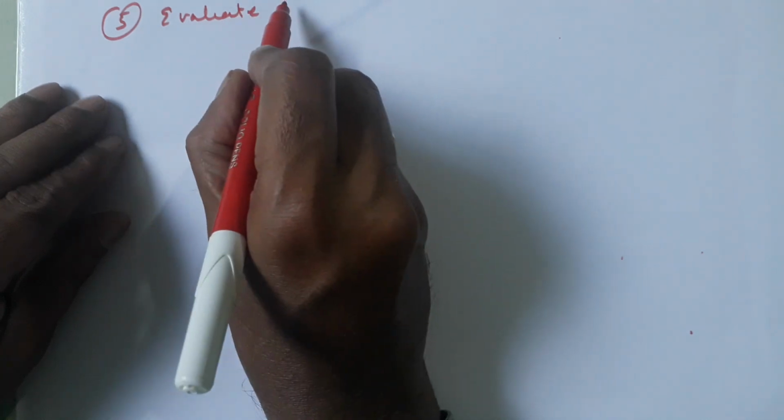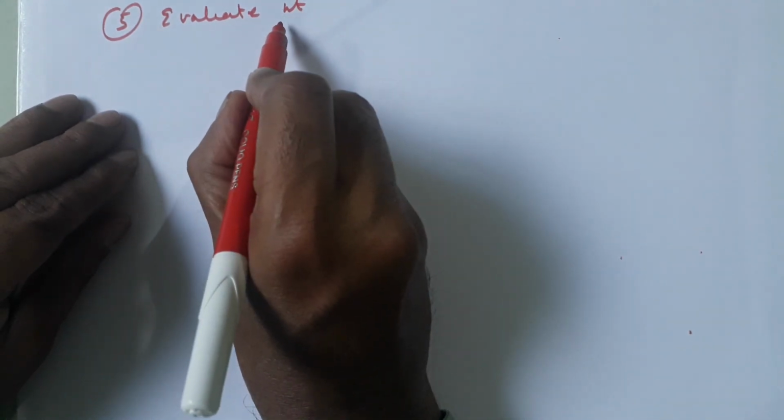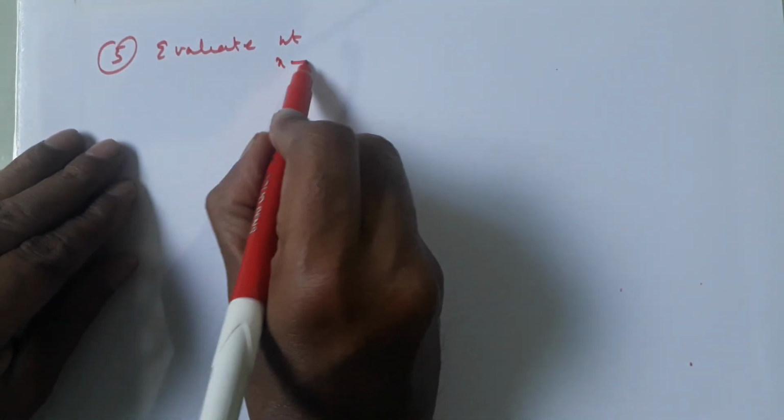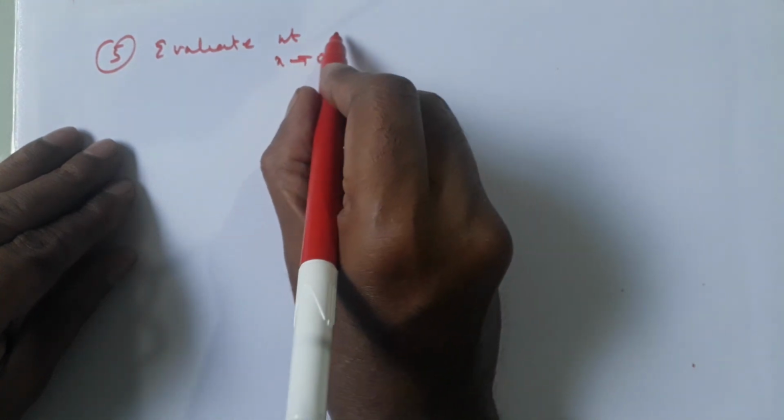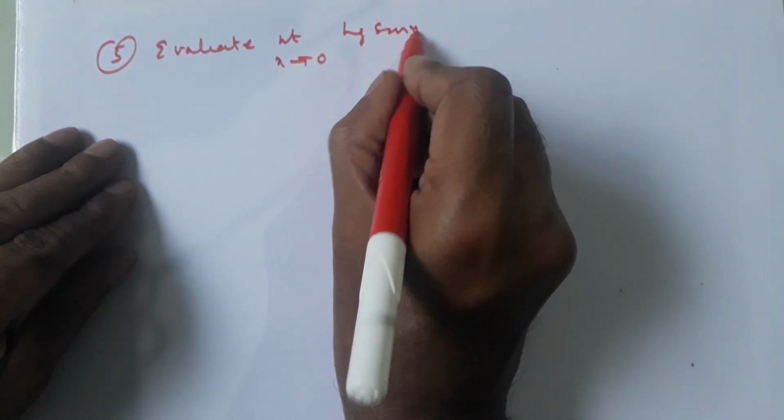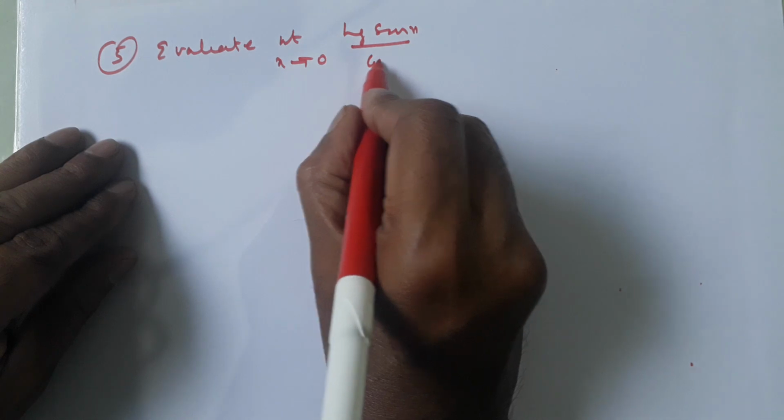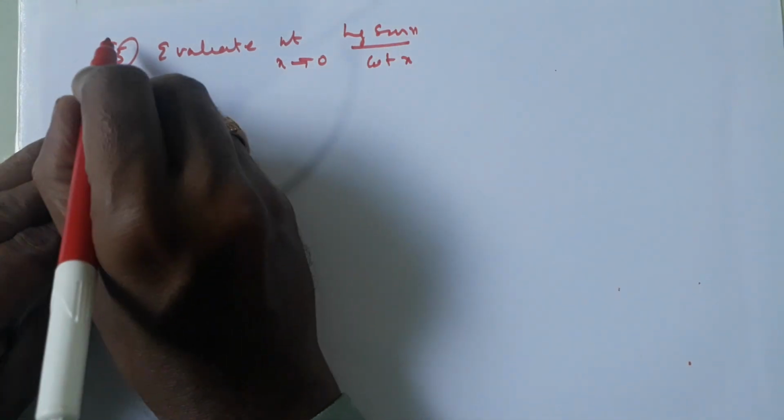Next, fifth problem. Evaluate the limit as x tends to 0 of log sin x divided by cot x. This problem appeared in 2015.